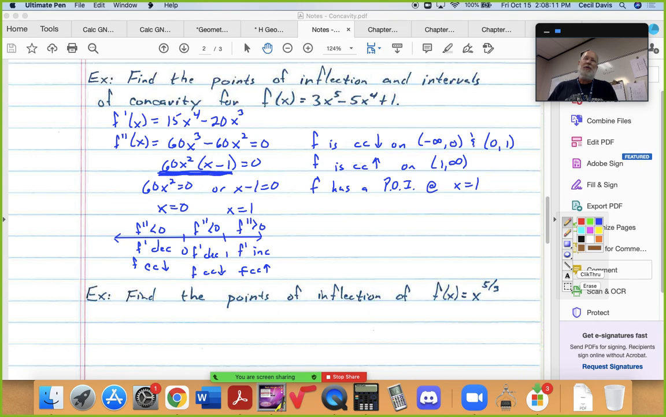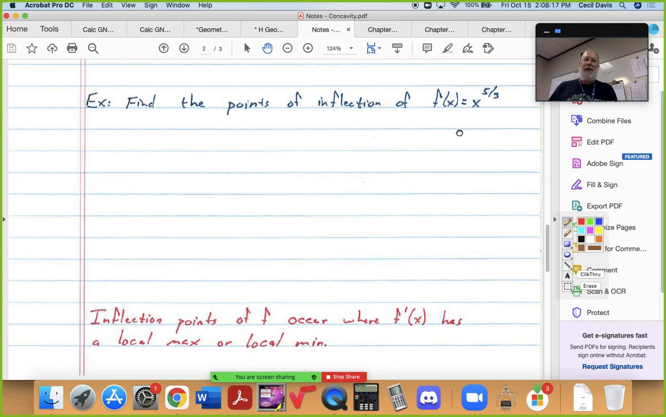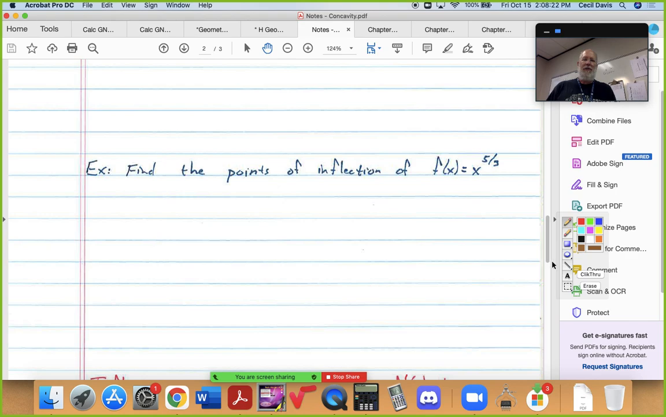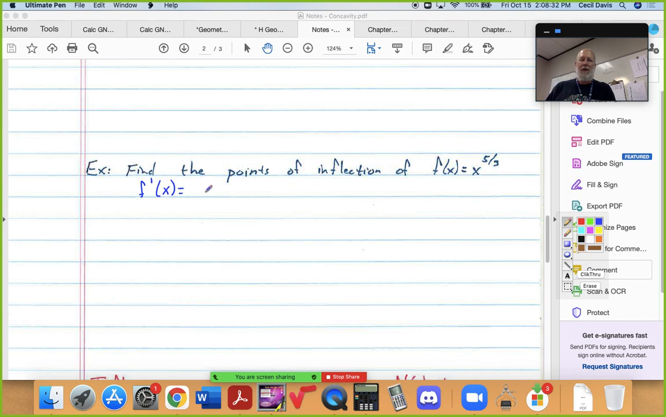Okay, it's not too bad. We're just drilling down another layer. So find the points of inflection of f of x equals x to the 5/3 power. Okay, so f prime of x will be 5/3 x to the 2/3 power. And f double prime of x will be 10/9 x to the negative 1/3.